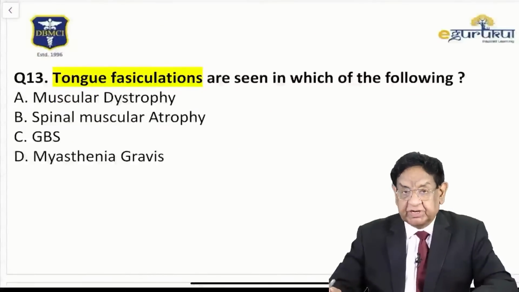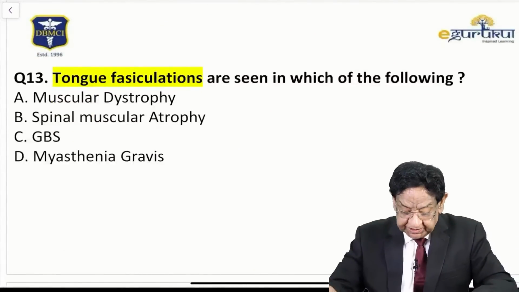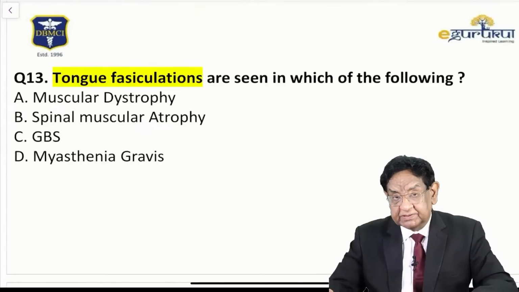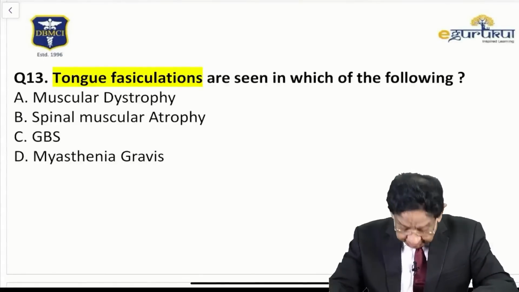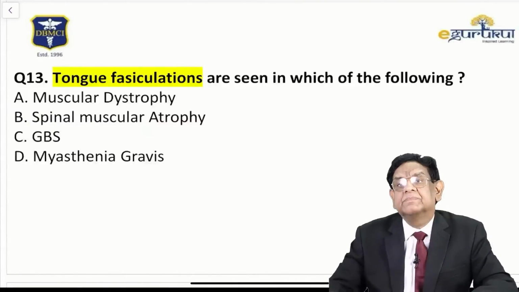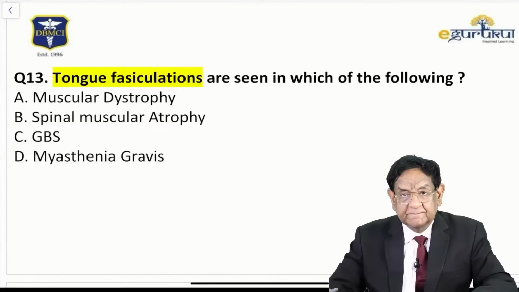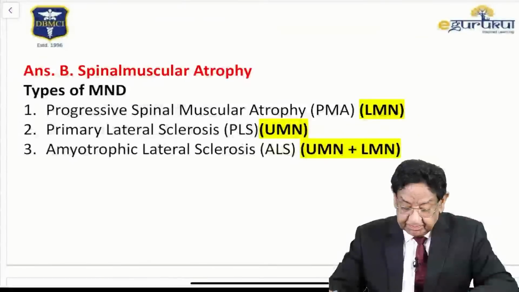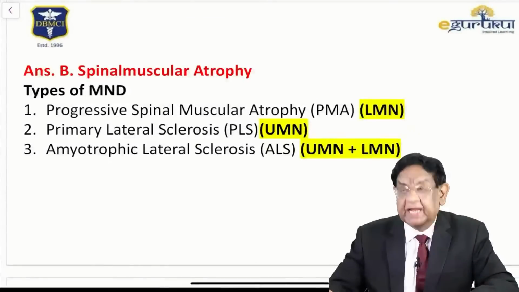Tongue fasciculations are seen in which of the following conditions? I give you 20 seconds to think of an answer. A, B, C, D. Mark the answer in your copy. Well, the right answer is spinal muscular atrophy.